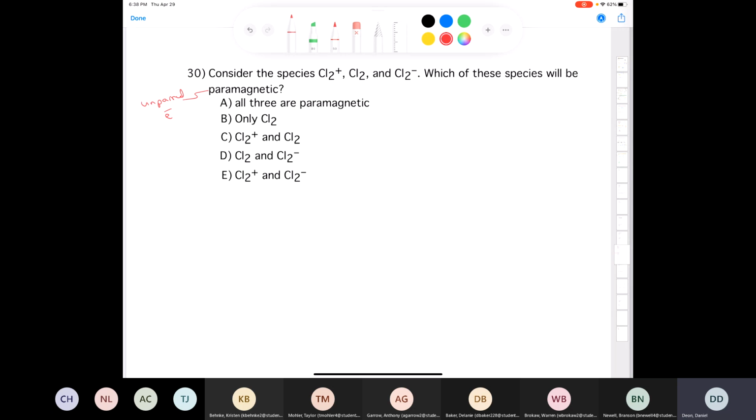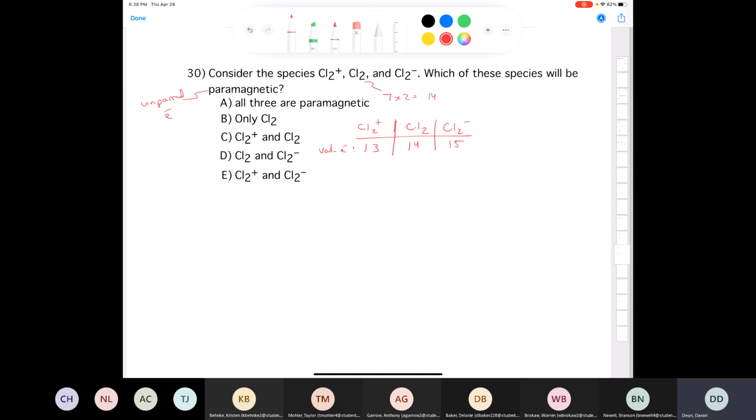So how many valence electrons do we have in Cl2? We have 7 for each chlorine times 2, which gives me 14. So that tells me that in my Cl2 plus, my Cl2, and my Cl2 minus, right? If in Cl2 I've got 14, if I have minus, I add 1, I've got 15. And in Cl2 plus rather, I've got 13 valence electrons. So this is the number of valence electrons, okay? 13, 14, and 15 respectively.